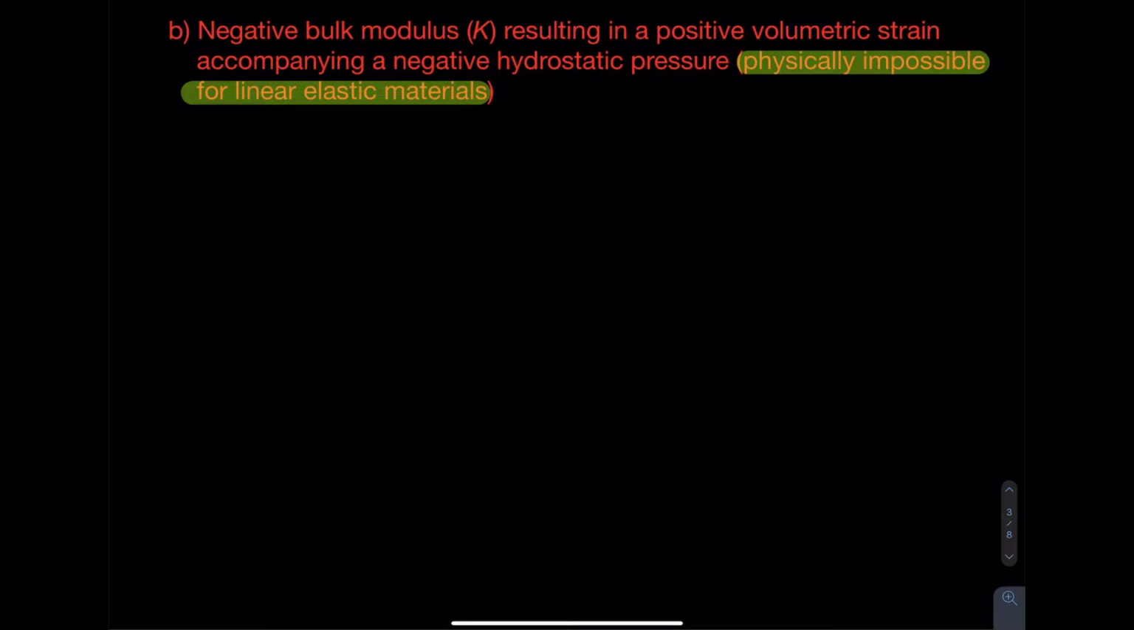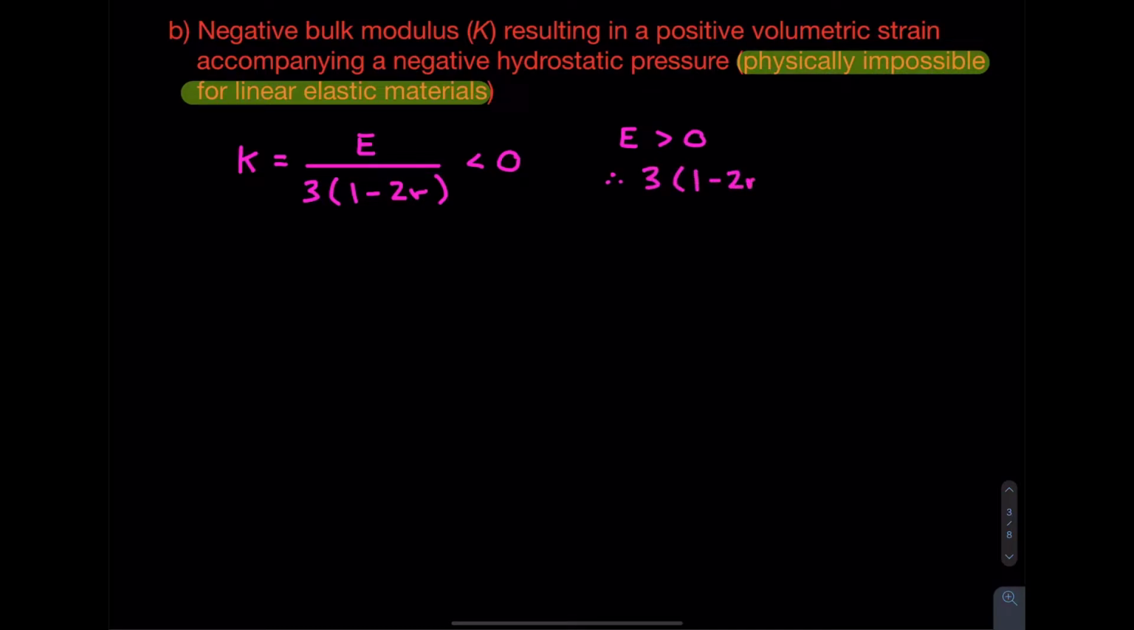How do we prove this? We know that K is equal to E divided by 3 multiplied by (1 minus 2 times the Poisson's ratio). Again we have E on top, and we're saying this is going to be negative, so less than 0. E will always be positive for a linear elastic system, so the only way this can be negative is if the bottom component is less than 0. Therefore, 1 minus 2 times the Poisson's ratio has to be less than 0 for this to hold true.